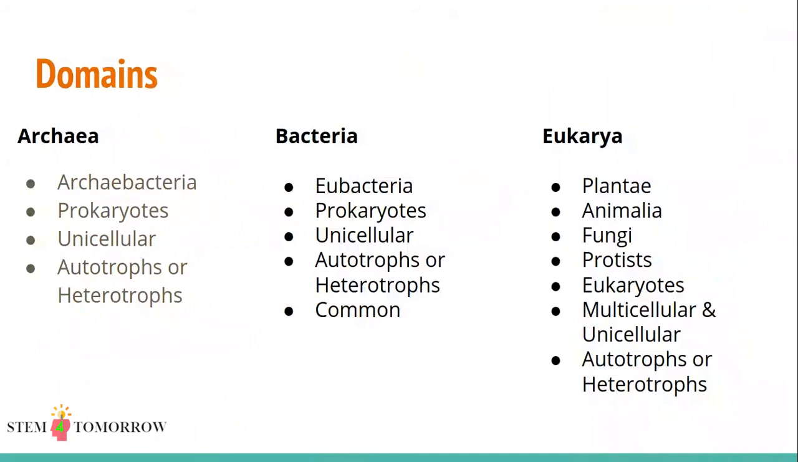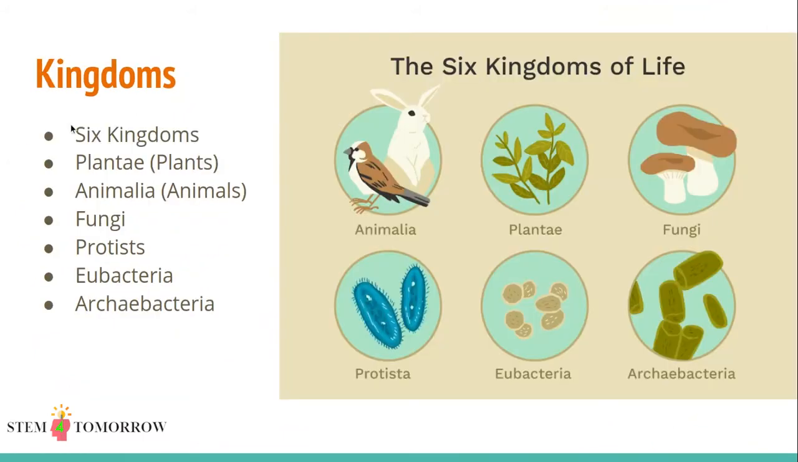But then we have bacteria. This only contains one kingdom, eubacteria. They're prokaryotes. They're unicellular. They could be autotrophs or heterotrophs, and they're actually quite common. They're like germs, very connected to disease. Anyway, archaea. Archaebacteria is the kingdom within this domain. They're prokaryotes, unicellular, autotrophs and heterotrophs. I'll go more specifically into these kingdoms in a second. Kingdoms. There are six kingdoms: Plantae, Animalia, Fungi, Protista, Eubacteria, and Archaebacteria.